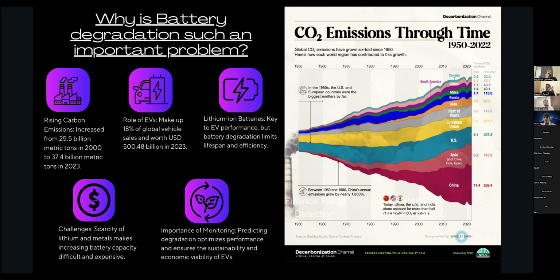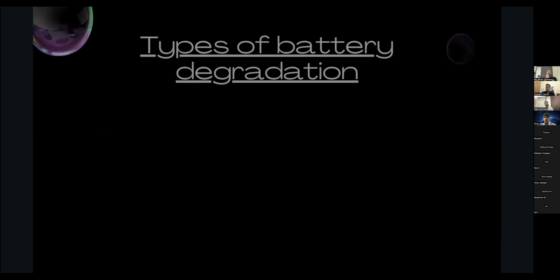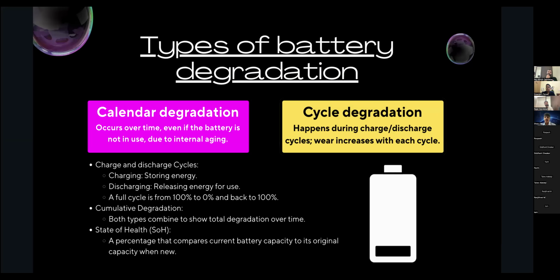It also helps us fulfill the United Nations' 12th Sustainable Development Goal, which is ensuring sustainable consumption and production patterns. So we've discussed why battery degradation is such a major setback to the electric vehicle industry, but we need to know how to model it in order to predict it.